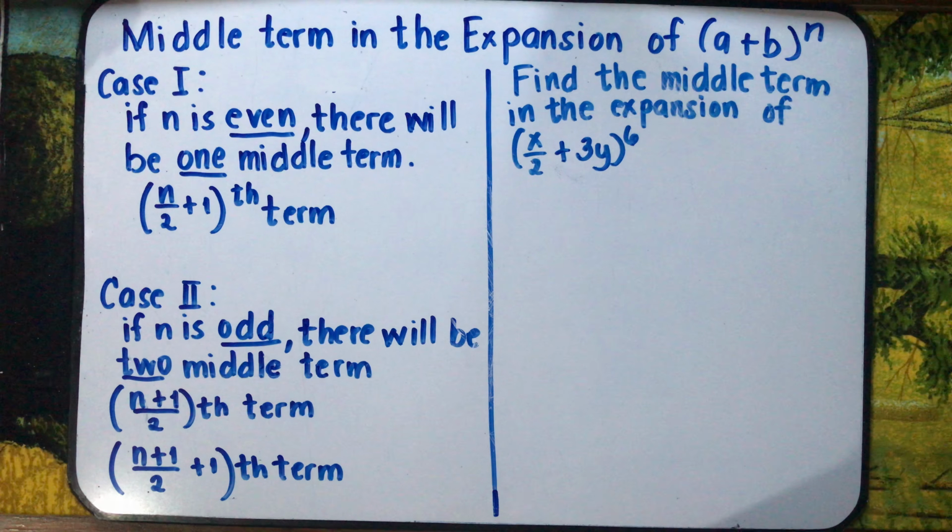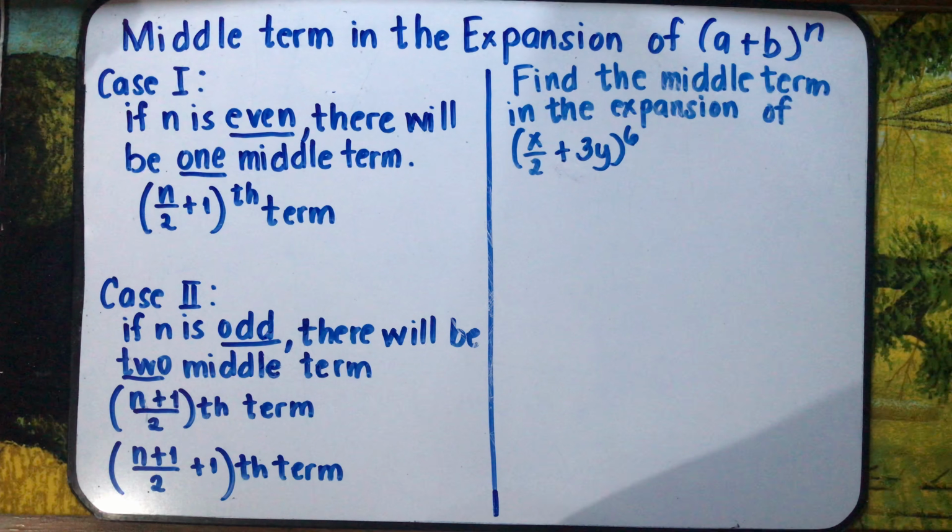And for today's video lesson, we will discuss the middle term in the expansion of the binomial. For example, that binomial is (a + b)^n. So how do we solve for the middle terms of different binomial expansions? There will be two cases: case 1 and case 2.